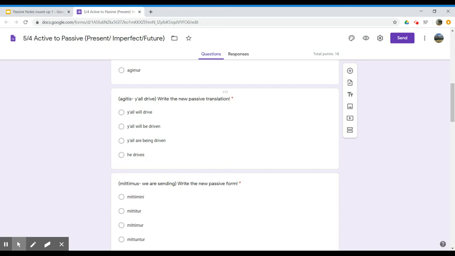It's a present tense verb, so it's happening right now. Y'all are being driven to school. Y'all are being driven to the store. It's happening right now. You're just adding be, being, or been.